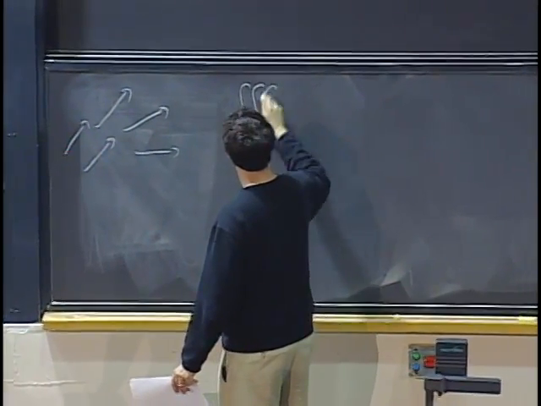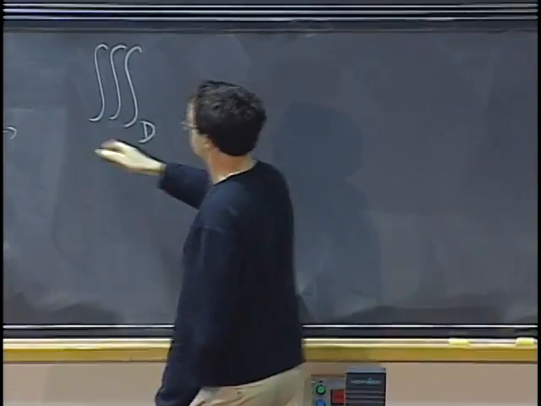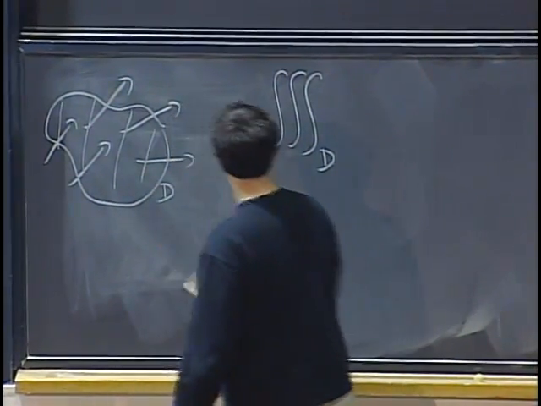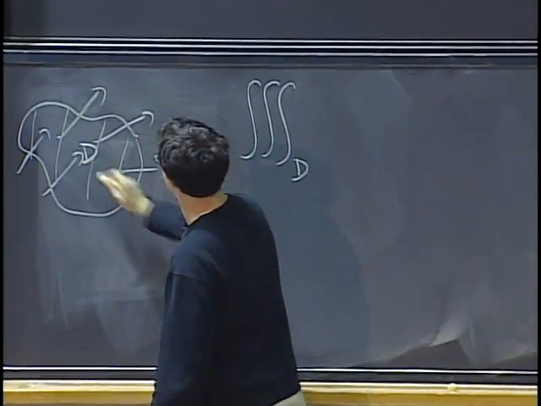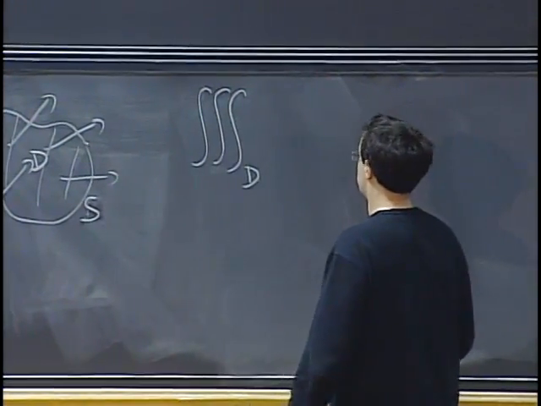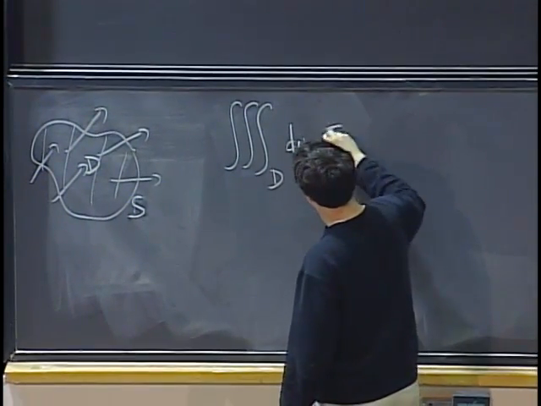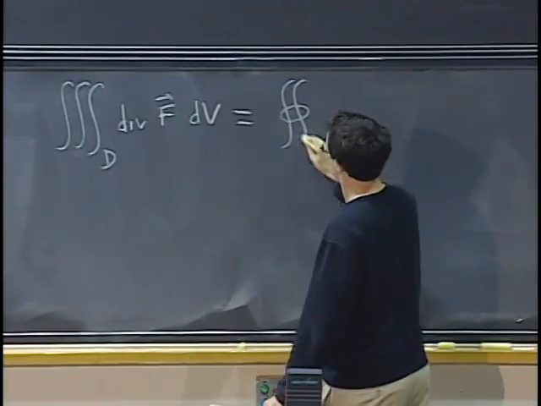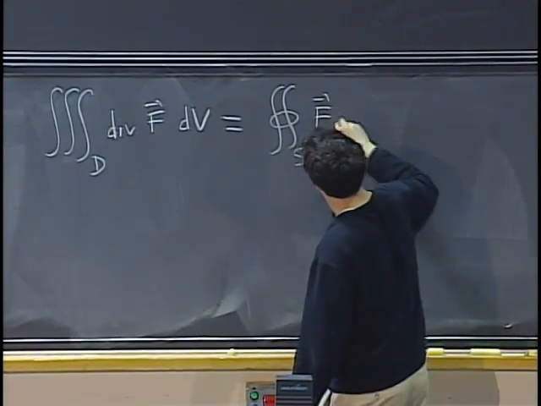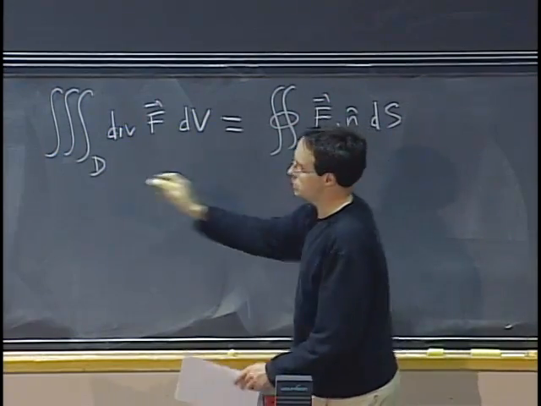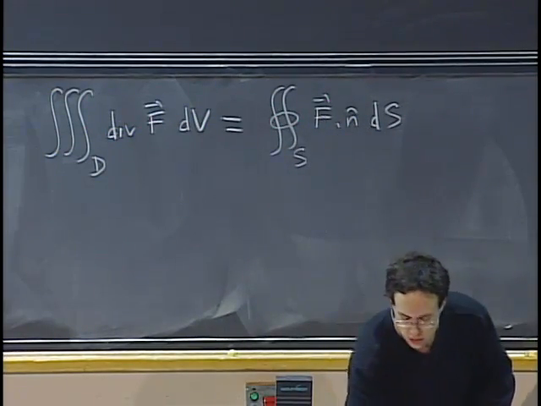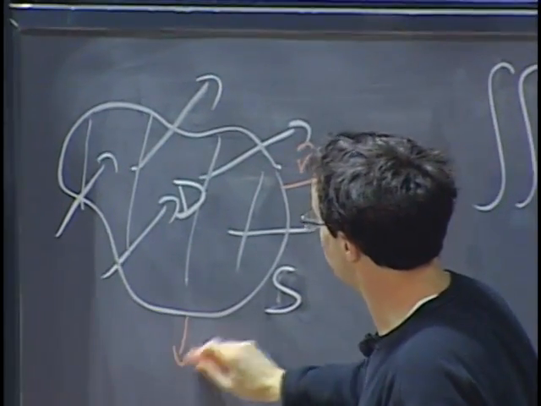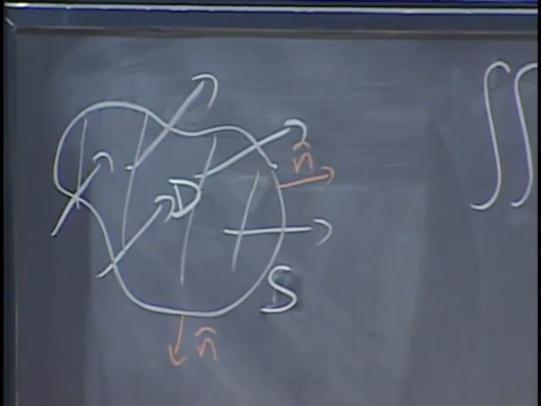It says that if I take a region in space, let's call it D. Sorry, D is the inside, and S is the surface around it. Well, if I sum the divergence in D, then I'm going to get the flux going out through this surface S. I should have mentioned it earlier. The convention in the divergence theorem is that we orient the surface with a normal vector pointing always outward.